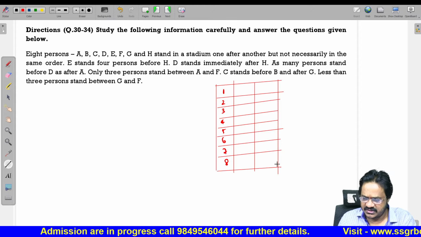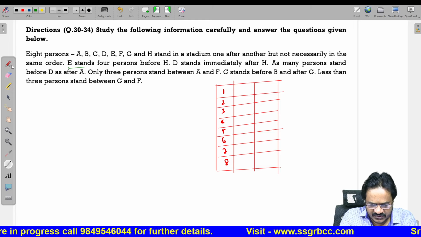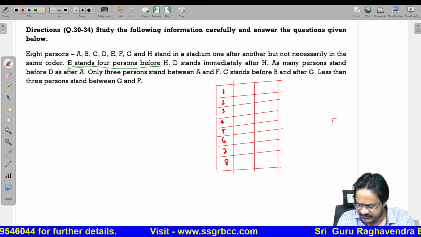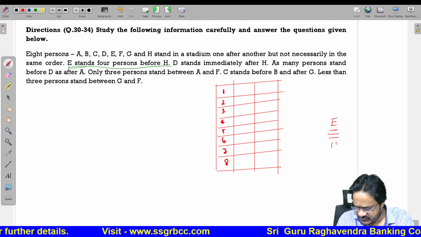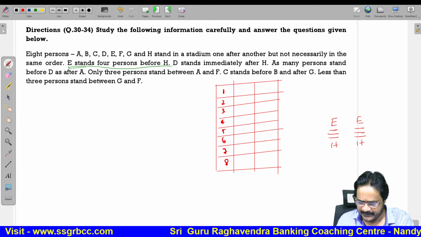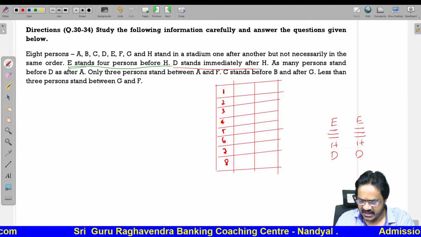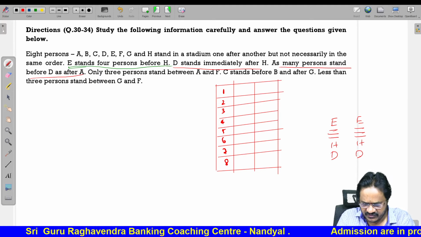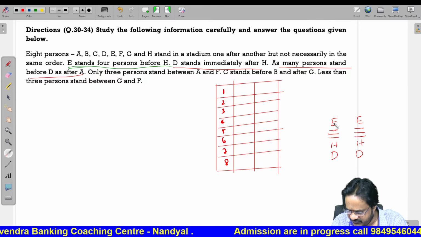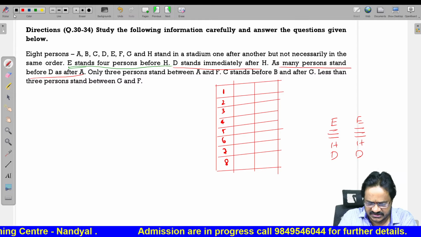Let us start. E stands first. E stands 4 persons before H. Then D stands immediately after H. As many persons are there before D as after A. Before D, 1, 2, 3, 4, 5. So after A also there should be 5. So you can take it like this.